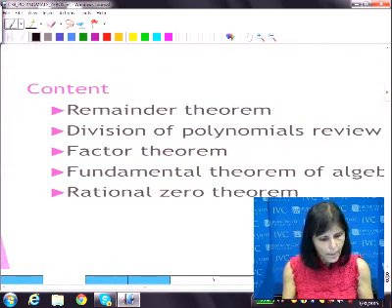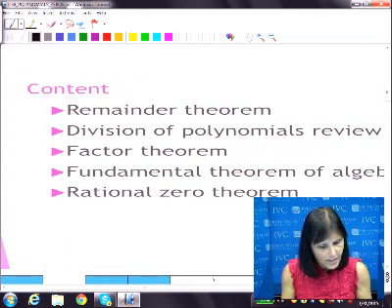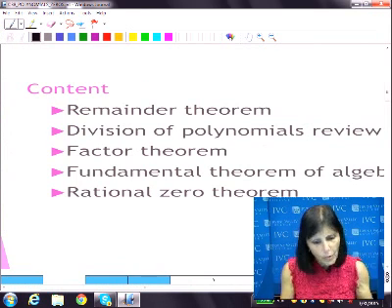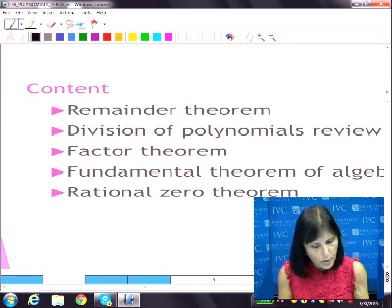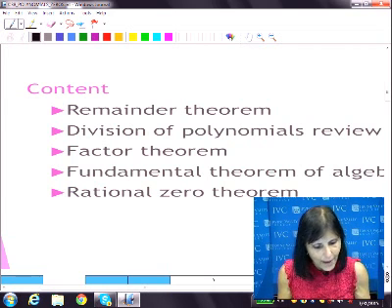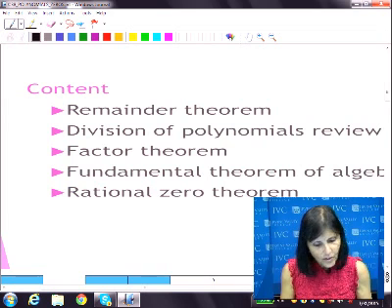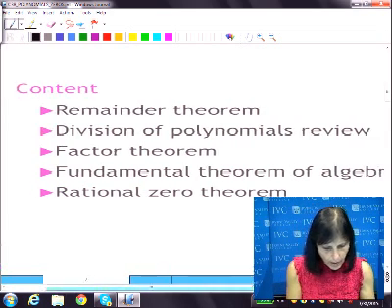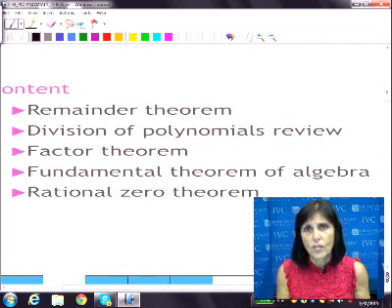We are going to talk about 5 main areas: the remainder theorem, and while we are doing that, we are going to review the division of polynomials. You may or may not remember that. There is something called the factor theorem, and then we'll go into the fundamental theorem of algebra and the rational zero theorem.